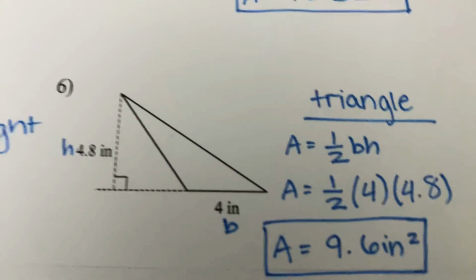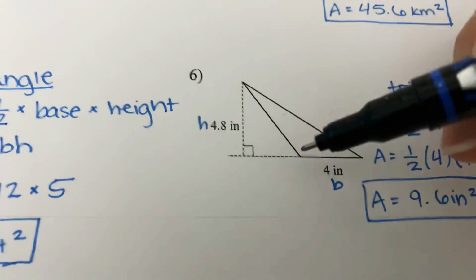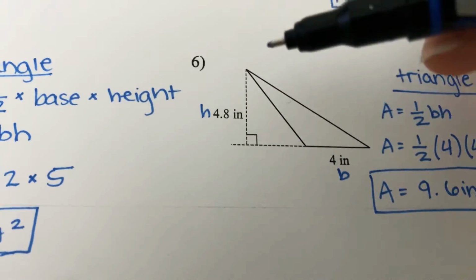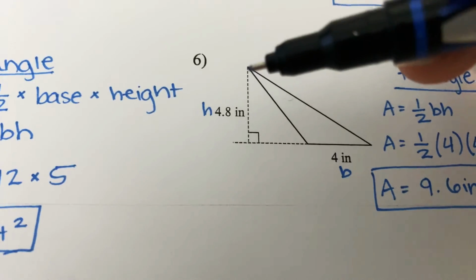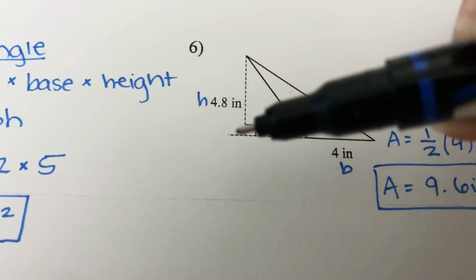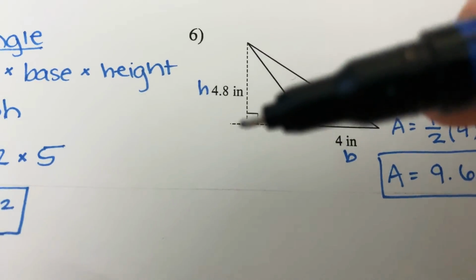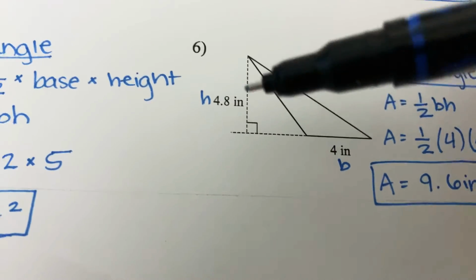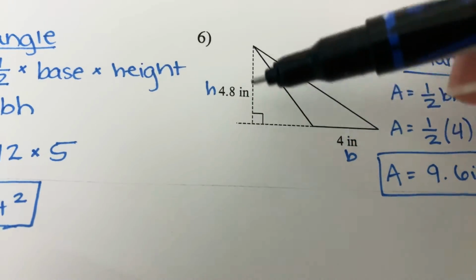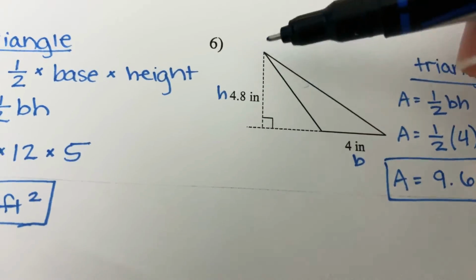Whereas here, there is no way that I can draw a perpendicular line from this base to that vertex, right? I can't draw a straight up and down line. So I had to make the base a little longer. Okay, I drew an imaginary line onto the base, and then I was able to draw a perpendicular line to that opposite vertex and find my height.